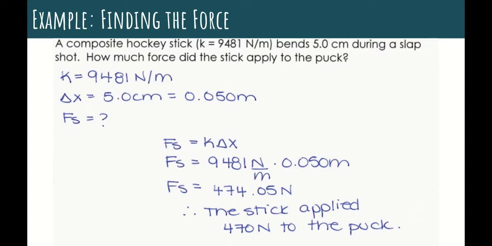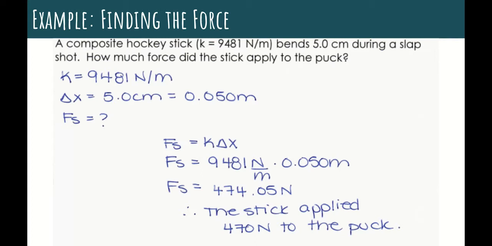If you're swinging a hockey stick, in the process of hitting the puck, that stick bends 5 centimeters. Because it bends, we know that it's going to snap back to its equilibrium position. So in that process, how much force did the stick apply to the puck? What do we have? On the top left corner, we have the spring constant, 9,481 newtons per meter. Because we have a very high spring constant, we know that the amount of force is going to be pretty high here.